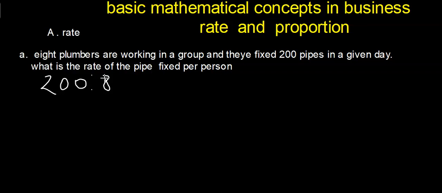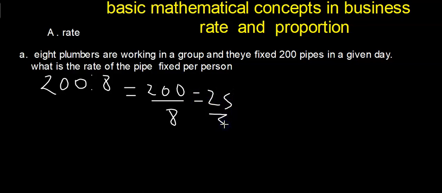As I told you, this is so easy. When you divide 200 by 8, you get 25, and 25 is my answer. So this is all you have to do for this specific question. When you get this type of question, you don't even have to know about rate and all of that. If you want to prove that 25 is your answer, you can multiply 8 by 25 and you have to get 200.